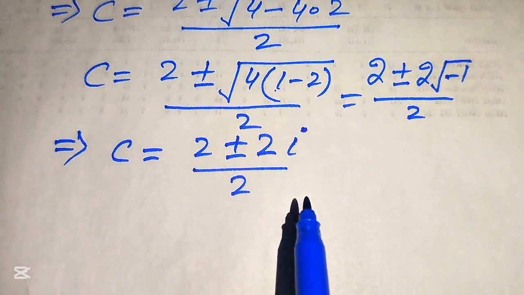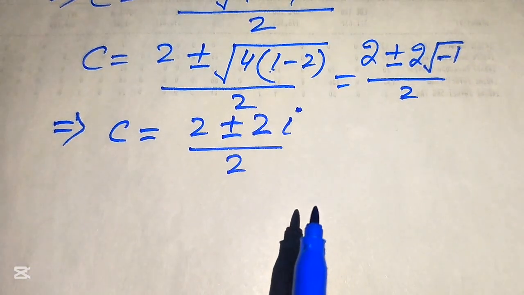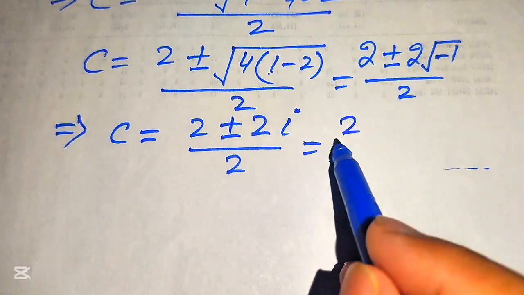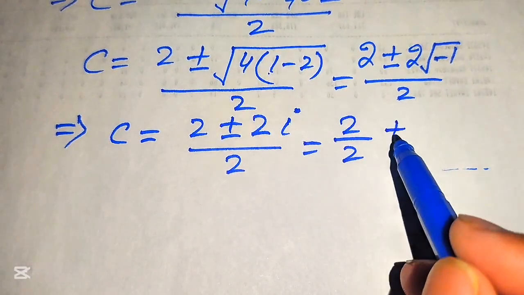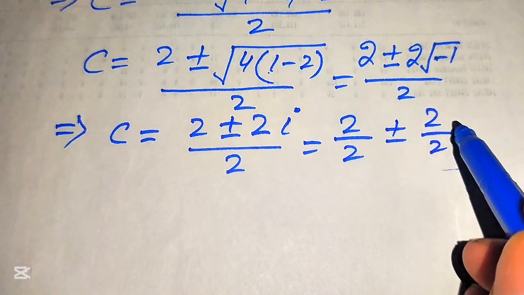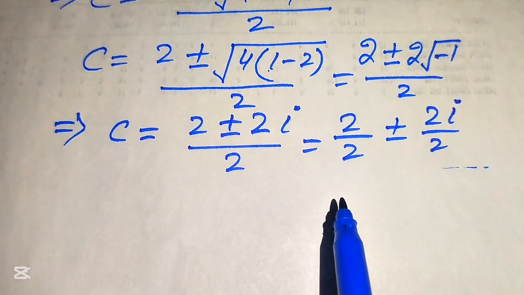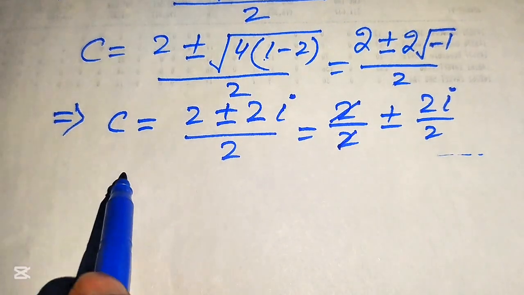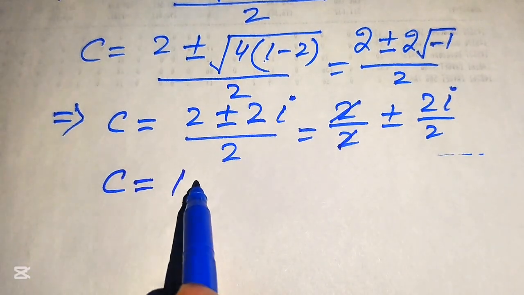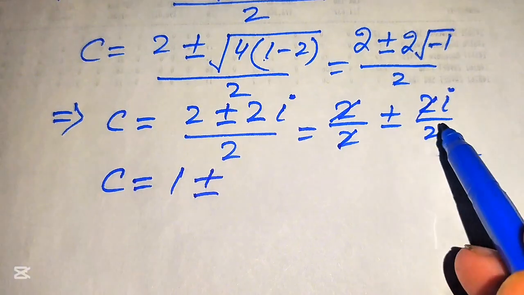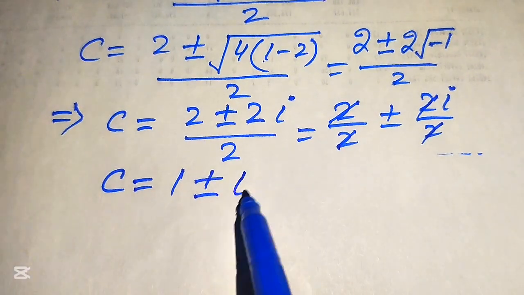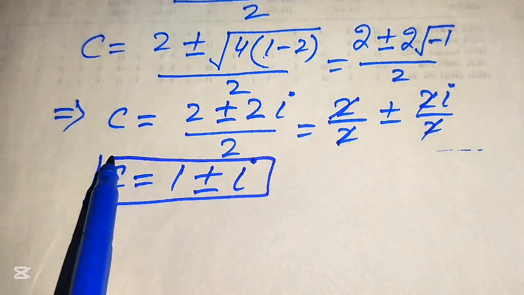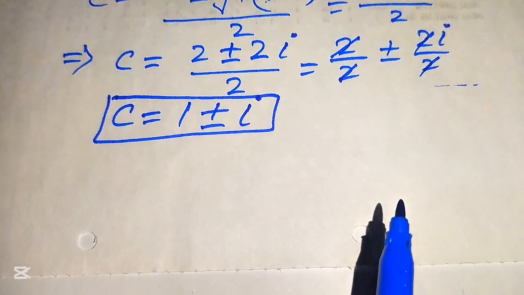And now in the final steps we just need to break this fraction, and we can apply this 2 separately on both of these values, and it will be written as 2 over 2 plus minus 2 iota over 2. And now you see here these two and these two cancel out by each other, and we get c equals 1 plus minus, these two and these two also cancel out by each other, and we get iota. So these are the other two complex roots of the given equation.